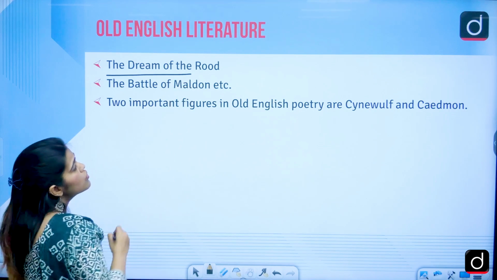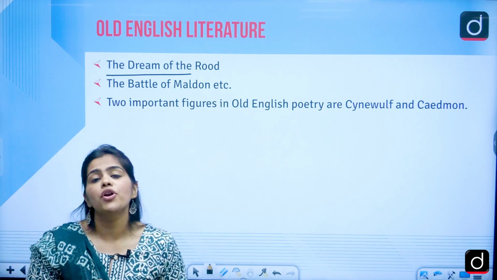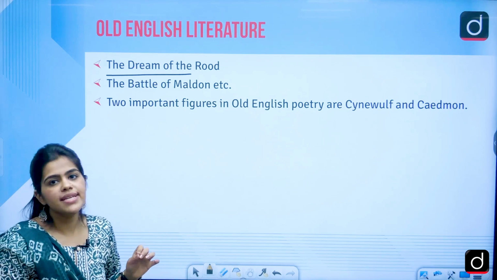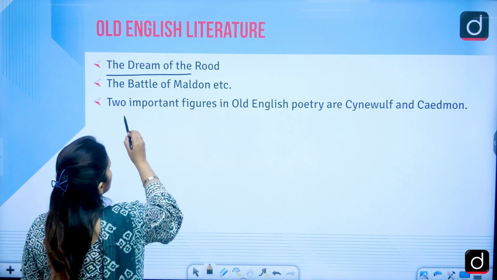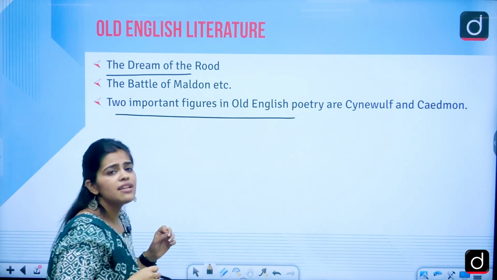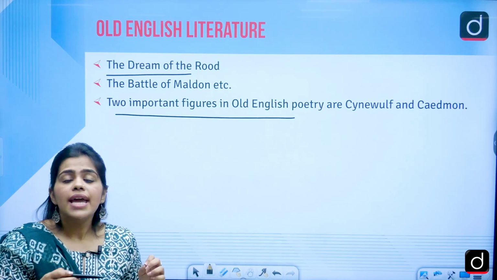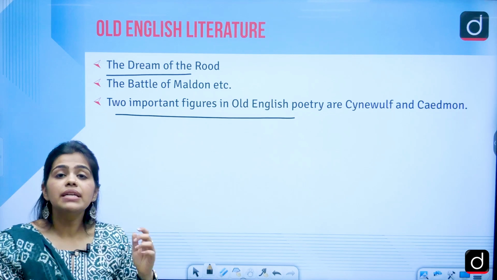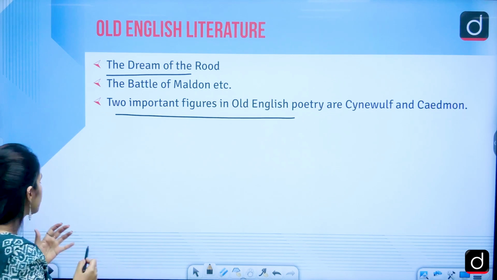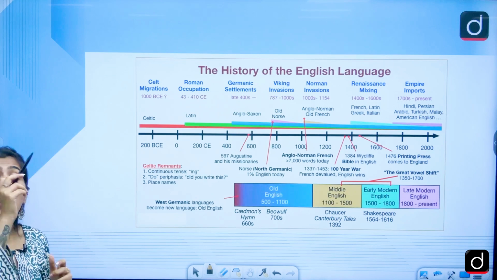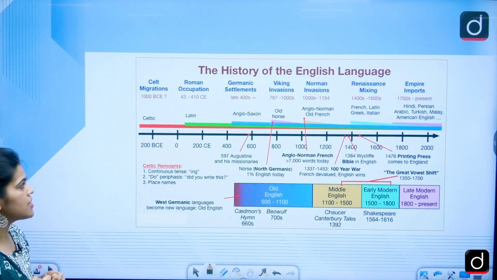The Dream of the Rood, all of these are the important texts that we will be dealing with in the classroom, and I'll be providing the summaries as well. We'll be studying the two important figures, Cynewulf and Caedmon. These are the important figures in the period, and we'll be dealing with them as well, right? So these are the things related to the Anglo-Saxon age, and the Anglo-Norman age would also be discussed by me.